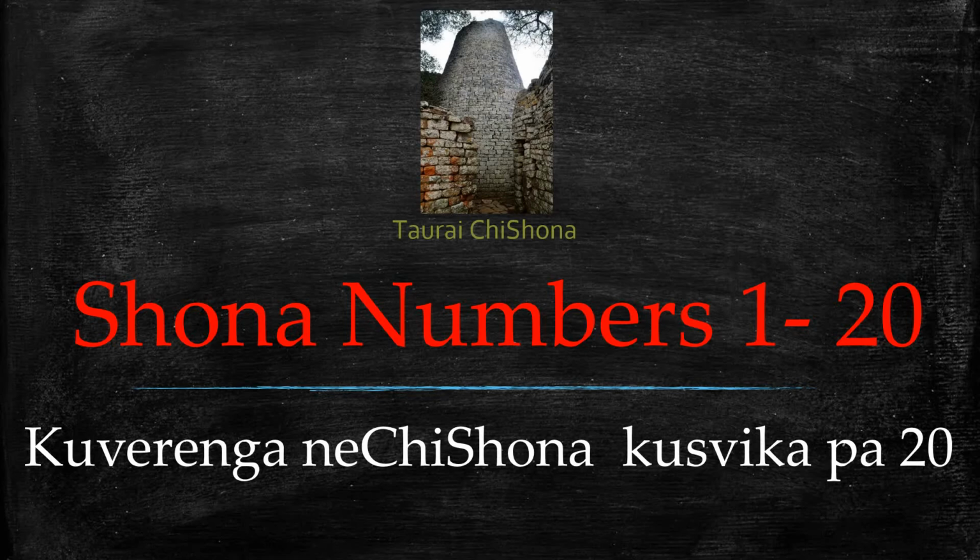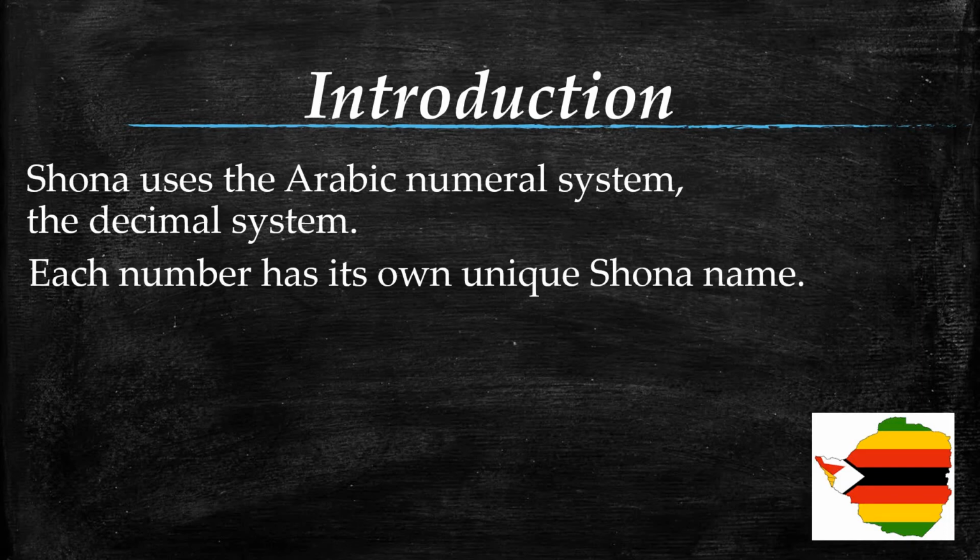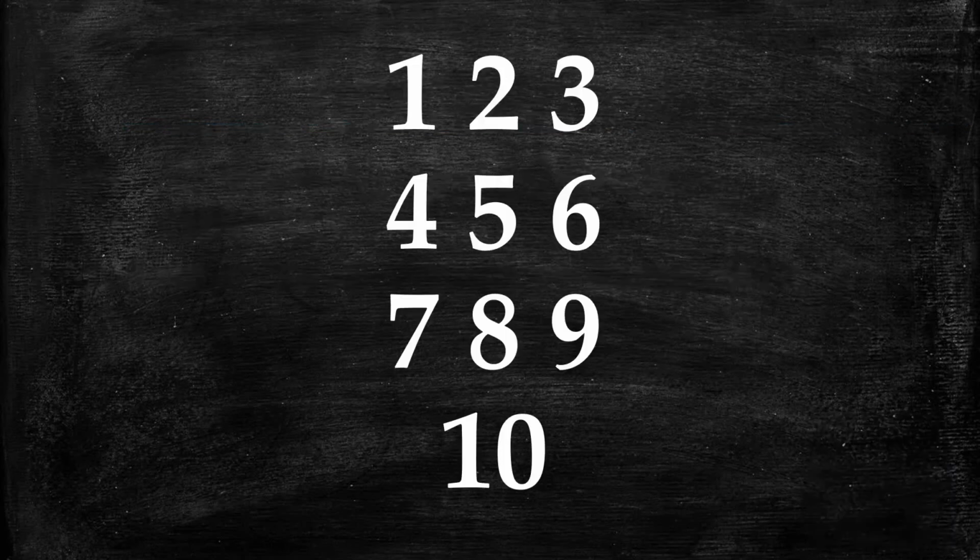We are going to learn how to count in Shona from number 1 up to 20. Kuverenga muChiShona kusvika pa 20. Shona uses the Arabic numeral system, commonly known as the decimal system, and each number has its own unique Shona name. And this is the decimal system as we know it, number 1 up to 10.